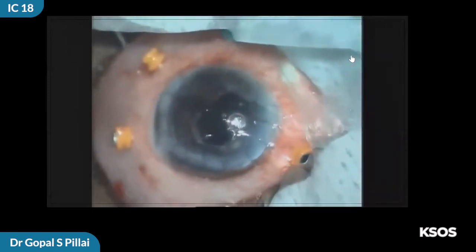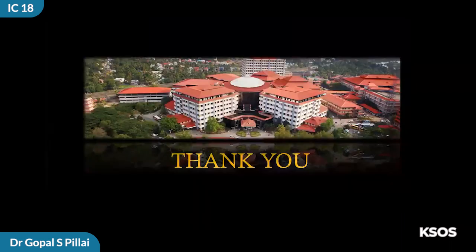This patient has 6/36 vision now, post-penetrating keratoplasty, post-retinal detachment.